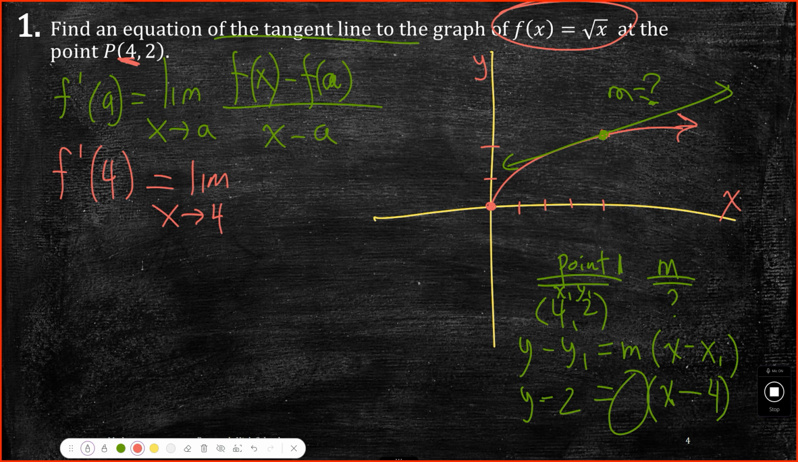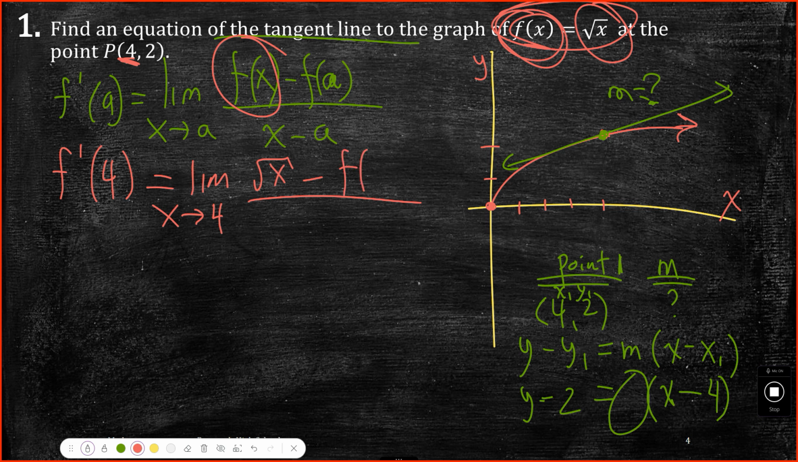Then we plug in the information that we know. What is f of x? f of x is the square root of x, minus f of a, where a is 4. And at the bottom, x minus a is x minus 4. So that's what we have right now, and we have to do a lot of algebra here.